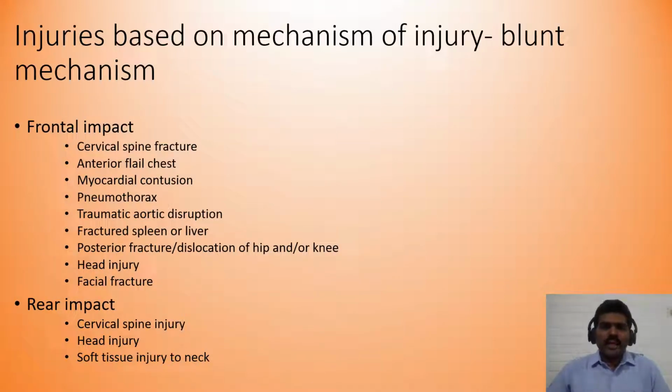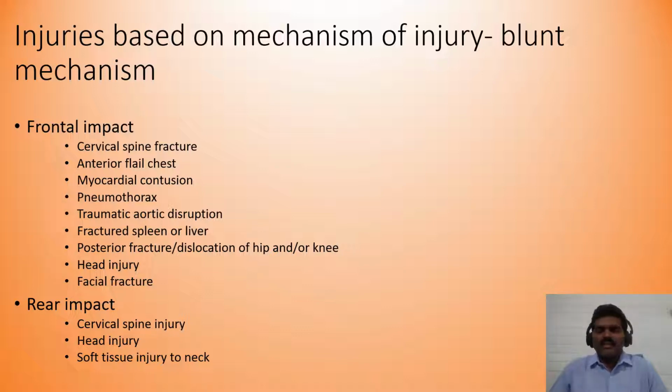So let us look at some of the injuries based on the mechanism of injury that you can predict before assessing the patient, and specifically look for those injuries in those particular regions so as not to miss the most common injuries based on the mechanism of injury. Based on the mechanism, usually trauma can be classified into two types. You all know that. One is the blunt mechanism, the other is penetrating trauma.